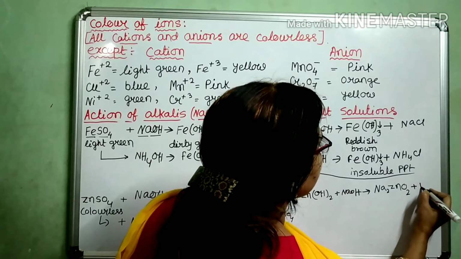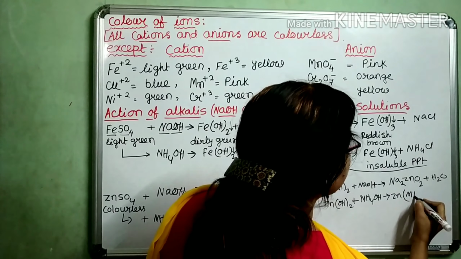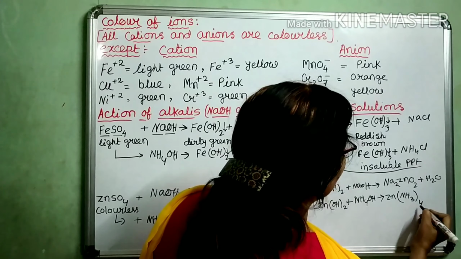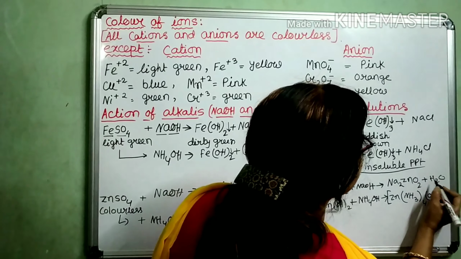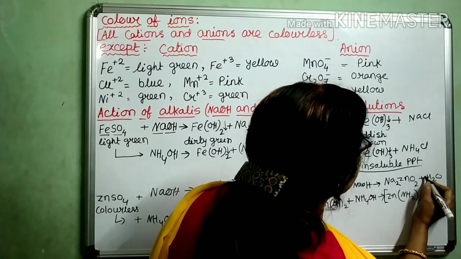When excess NH4OH is added, what happens? See, NH4OH, then Zn(NH3)4(OH)2 plus 4H2O. This means tetraamine zinc hydroxide is formed. Tetraamine zinc hydroxide is formed, which is soluble. This means a clear solution is formed.